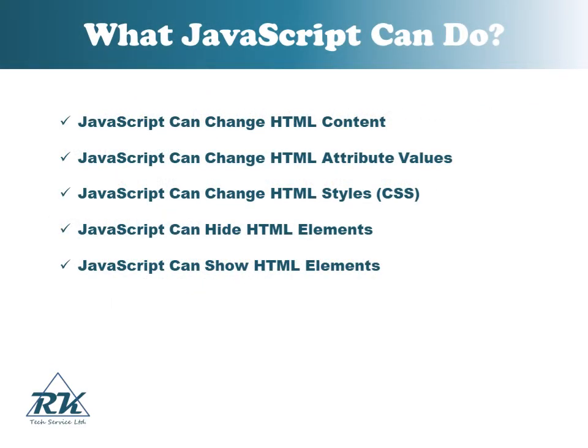What JavaScript can do? This section contains some examples of what JavaScript can do. JavaScript can change HTML content. JavaScript can change HTML attribute values. JavaScript can change HTML styles or CSS. JavaScript can hide HTML elements. JavaScript can show HTML elements, etc.